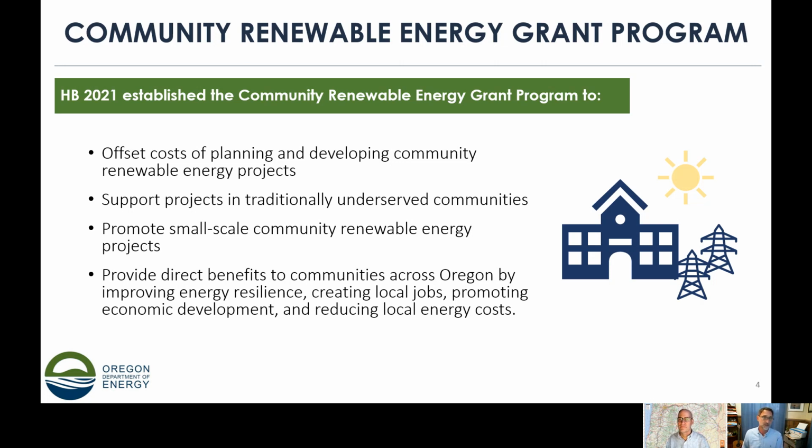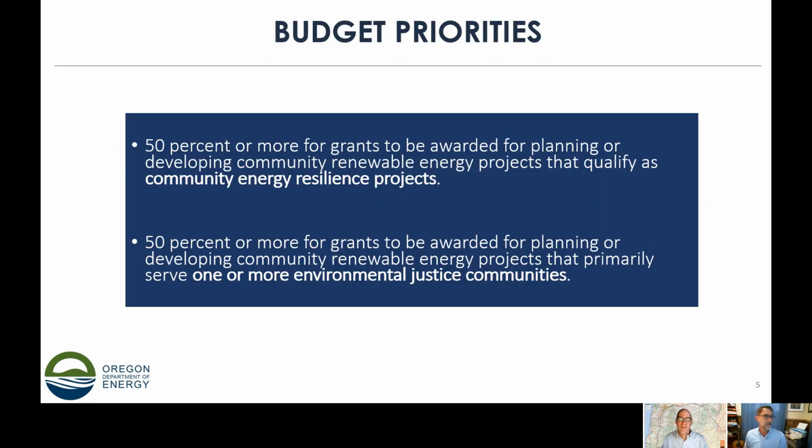And next, I'm going to let Clay talk about the program's budget priorities. Okay, the legislature gave us two main budget priorities in the CREP program. At least half of the funding must go to projects that have a resilience aspect under the program definition and rules. And we'll cover this in detail later in the presentation. And the second priority is that at least half the funding must go to projects that primarily serve members of environmental justice communities. And we'll get into those details as well as we go through the presentation.